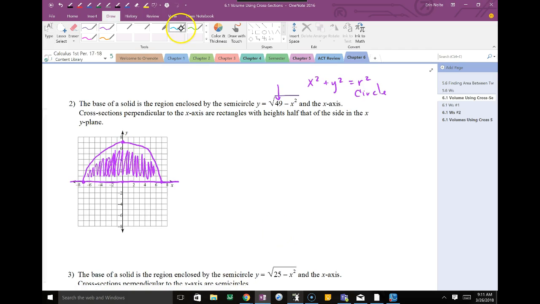All right, here we go. Perpendicular. So the shape that we're going to be doing for our cross sections are rectangles. And a very important piece of this is that the height is half of that of the side. Okay? So the first thing we need to think about is, what is the equation for the area of a rectangle?